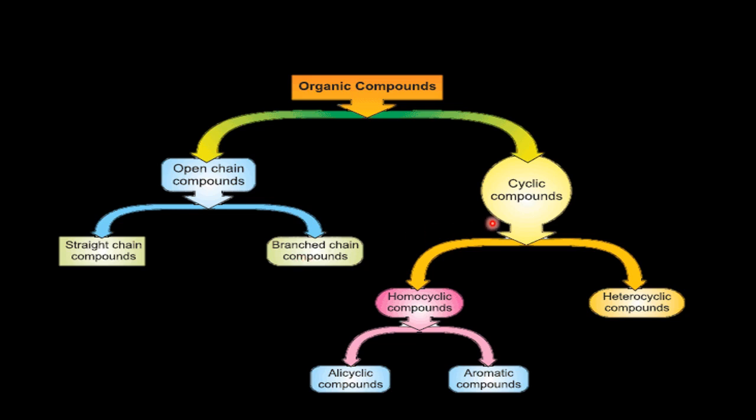Then cyclic compounds. They can be homocyclic compounds or heterocyclic compounds. Homocyclic compounds can be alicyclic compounds like cyclohexane, or aromatic compounds that include a benzene ring. And if I talk about heterocyclic compounds, they can be quinoline, pyridine, thiophene and so many others.